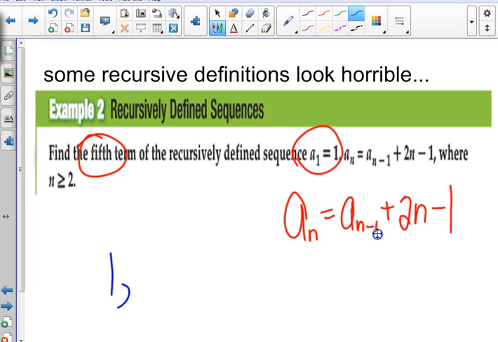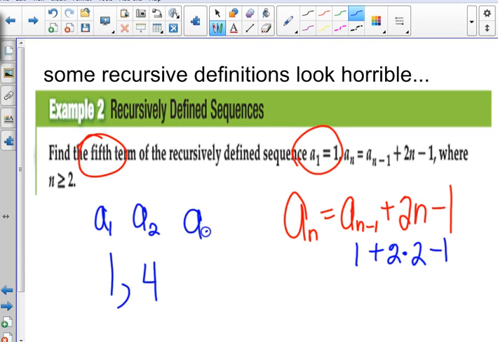A sub n minus 1 means the previous term, which was 1. What term are we trying to find? This is term 1. We're trying to find term 2. So we take term 1, which is 1. We add 2 times what? What term number are we on? 2 minus 1. What do we get? 4.